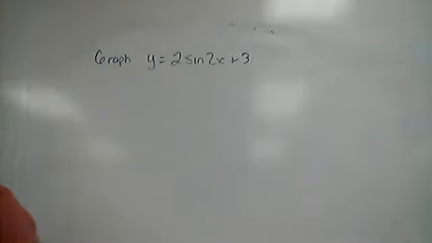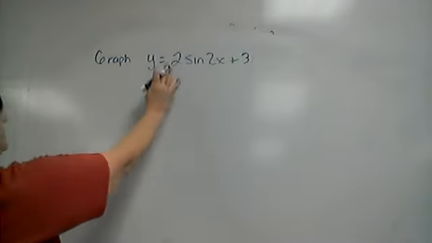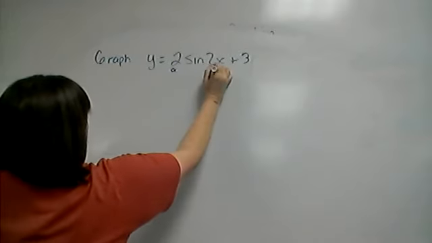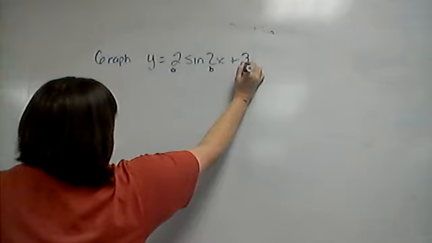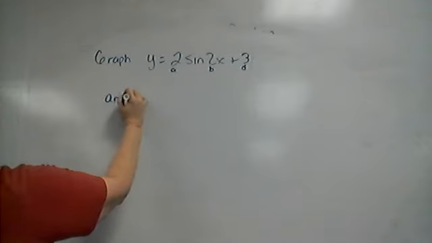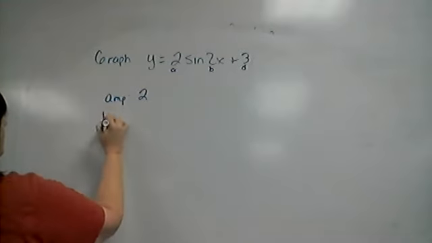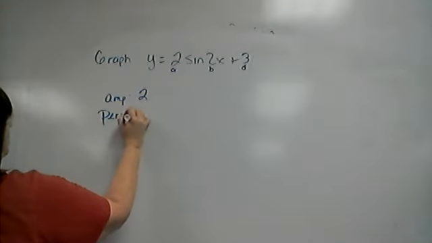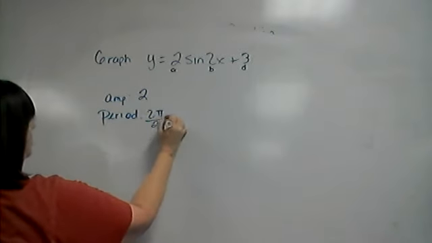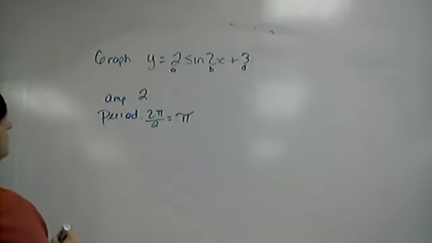All right, so I'm going to graph y equals 2 sine of 2x plus 3. This is A, this is B, and this is C. There's no parentheses, that's D. There's no parentheses, so there's no C. So my amplitude is going to be 2. My period is going to be 2 pi over 2, which is pi.